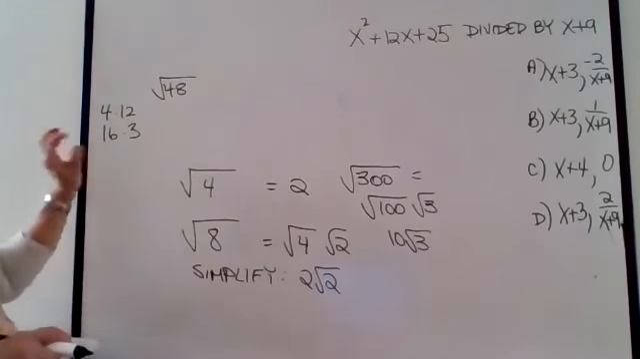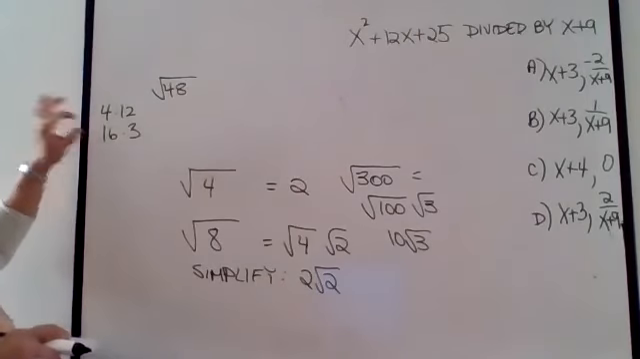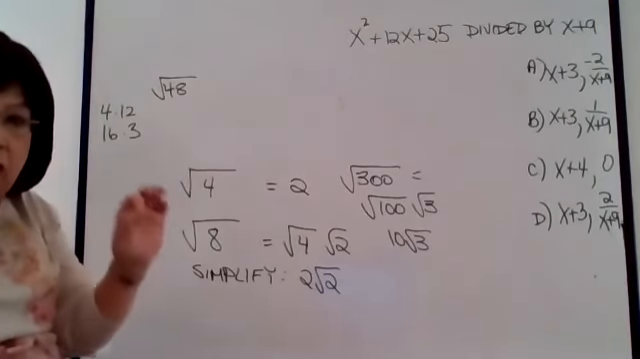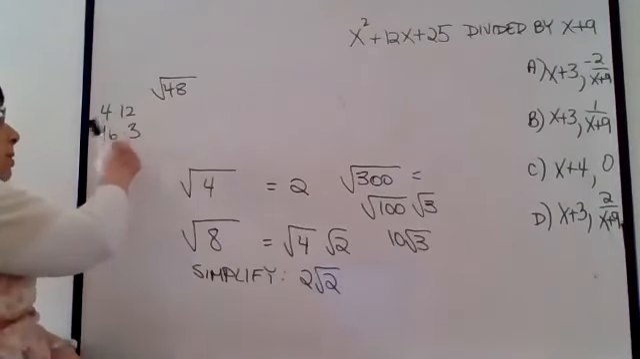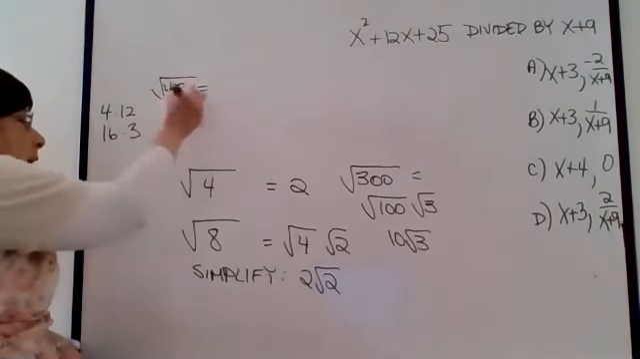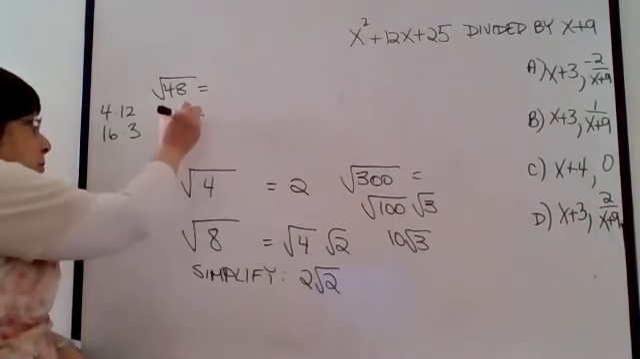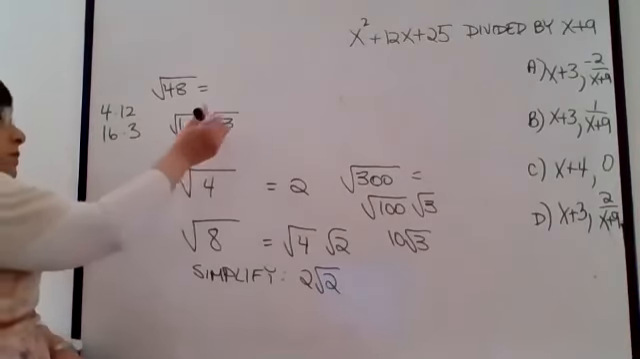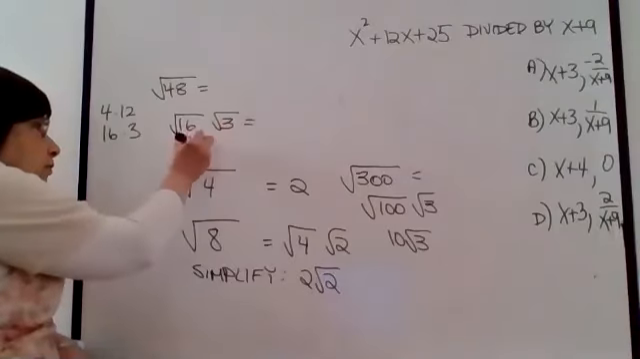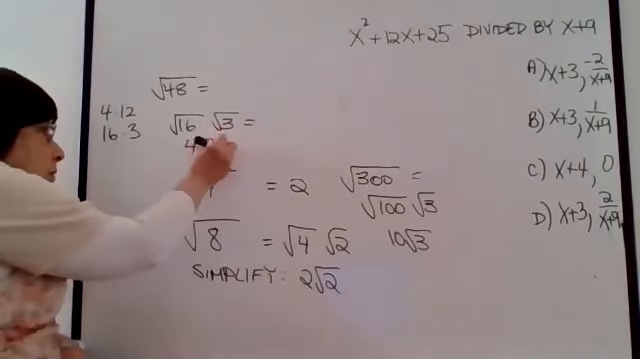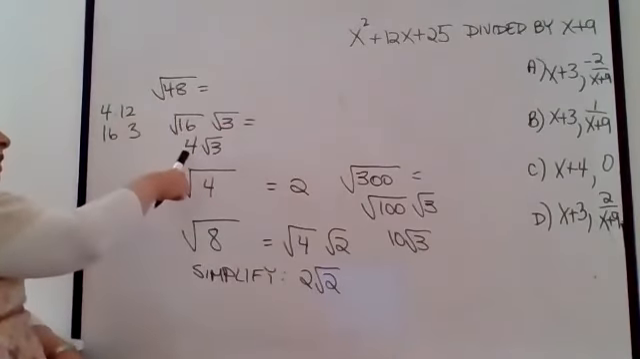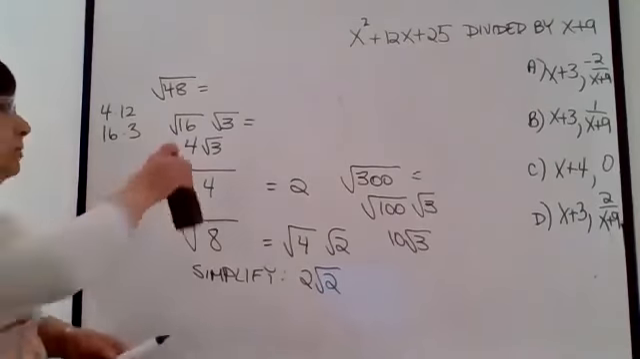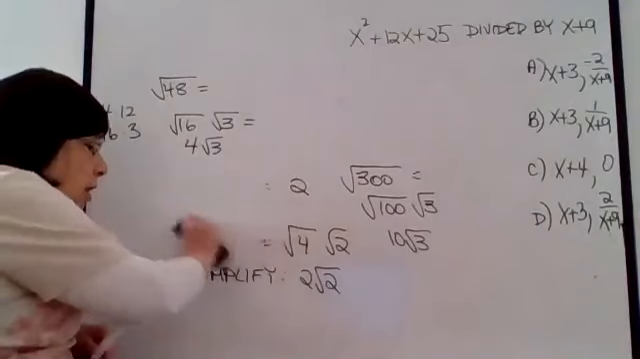Now, when I'm doing this simplification, which should I pick? I pick the one that gives me the larger perfect square. So I'm going to pick 16 times 3. I'm going to rewrite this as the square root of 16 times the square root of 3. And the square root of 16 comes out to be 4. So the answer to the square root of 48 is 4 radical 3, 4 times the square root of 3.